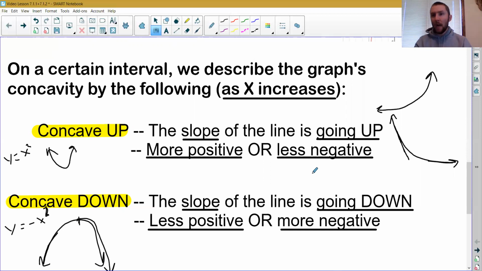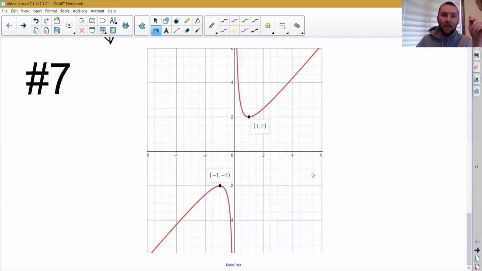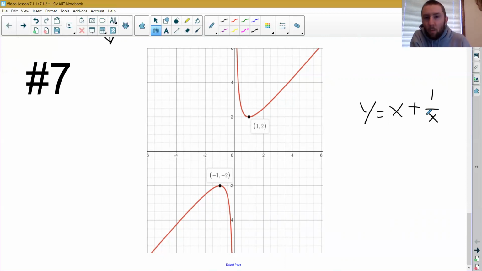So we can describe functions by where they are increasing, where they are decreasing, where they are concave up, where they are concave down. That's what I'm asking you to do in number 7. Number 7 asks you to graph the function y equals x plus 1 over x. And I've graphed them for you here. And I want you to look at the graphs.